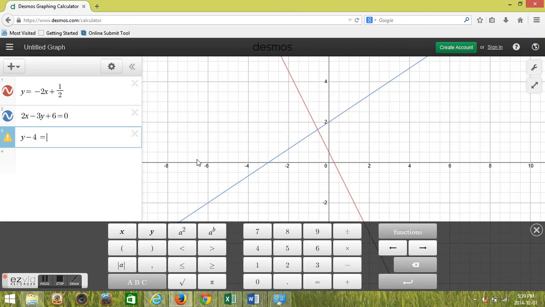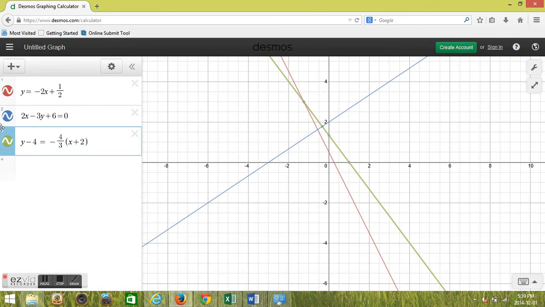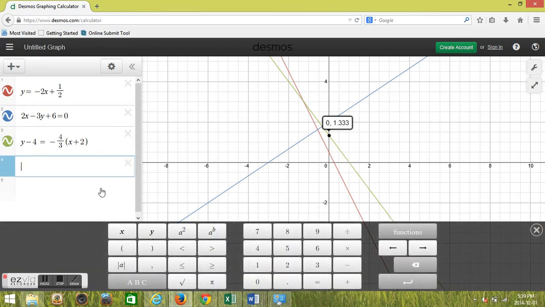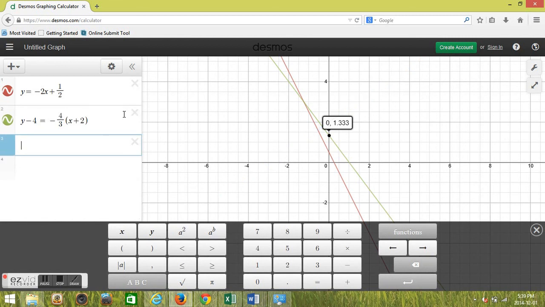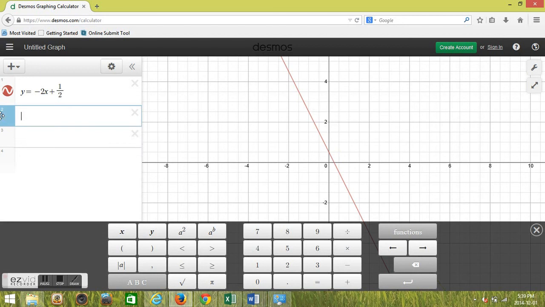y - 4 =, let's give it a slope of negative, I don't know, 4 divided by 3. And then I type my bracket, and it gives you an opening and closing bracket, so (x + 2). And that's what it would look like there. The green line is the one I just typed in, in point-slope form. And there's my y-intercept of 1 1/3, 4 over 3, right there. If I want to get rid of it, I can just hit the X button and it gets rid of it easily enough. Or just delete, like that.